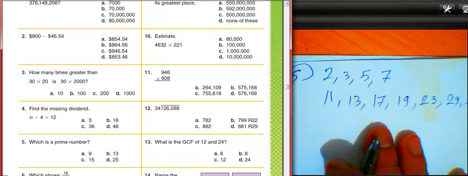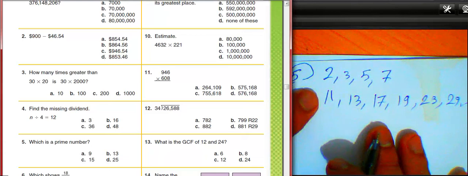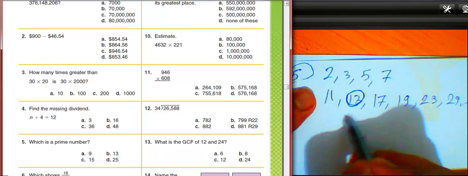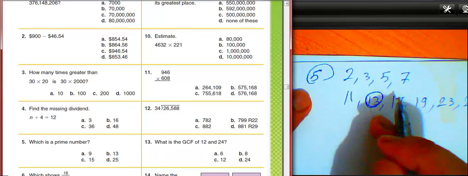29, and so on. Okay, those are the prime numbers. So in this example number 5, we must write what? 13 is the prime number. Okay, we must choose 13 about question number 5.